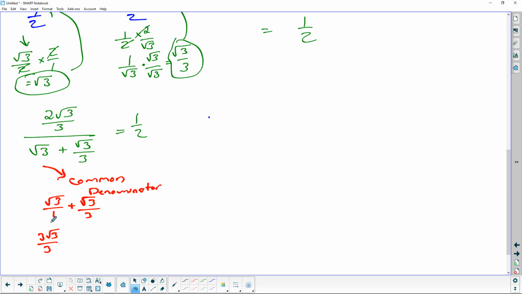So I just multiplied this by 3, both top and bottom. So I didn't change the fraction, I just enlarged it. Plus root 3 over 3. So this is going to equal 4 root 3 over 3.